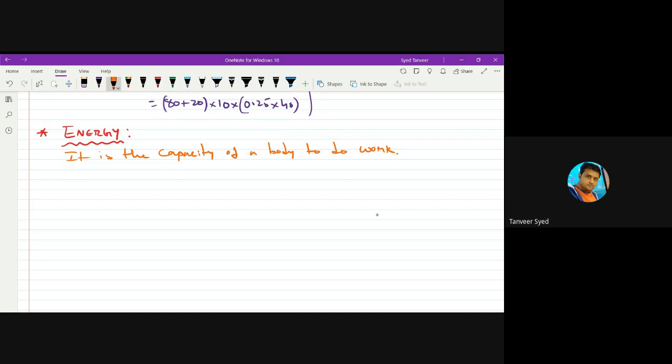So the food that you take, as you might have studied in biology, in the digestive system, will be broken down and converted into chemical energy. This chemical energy will be stored in our cells, in the mitochondria. Mitochondria are the powerhouses of the cells, right? And that stored chemical energy will be converted into mechanical energy or muscular energy through which we do work.